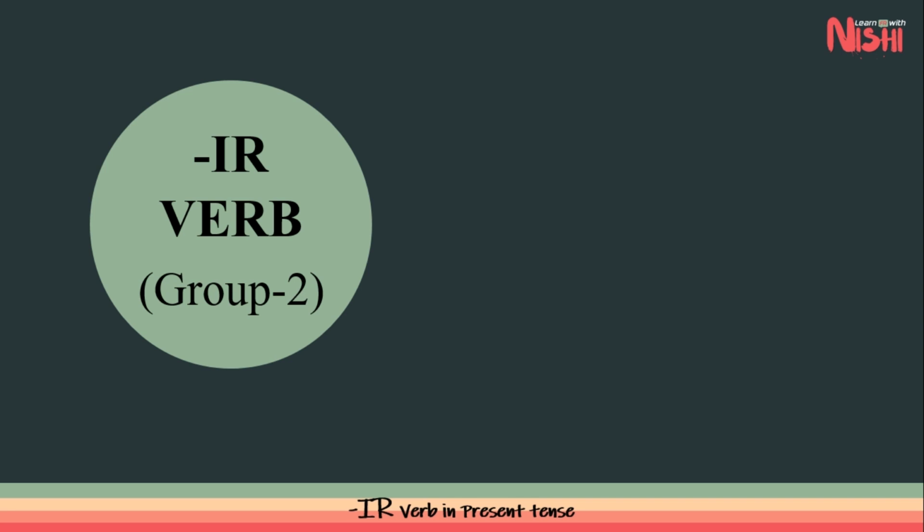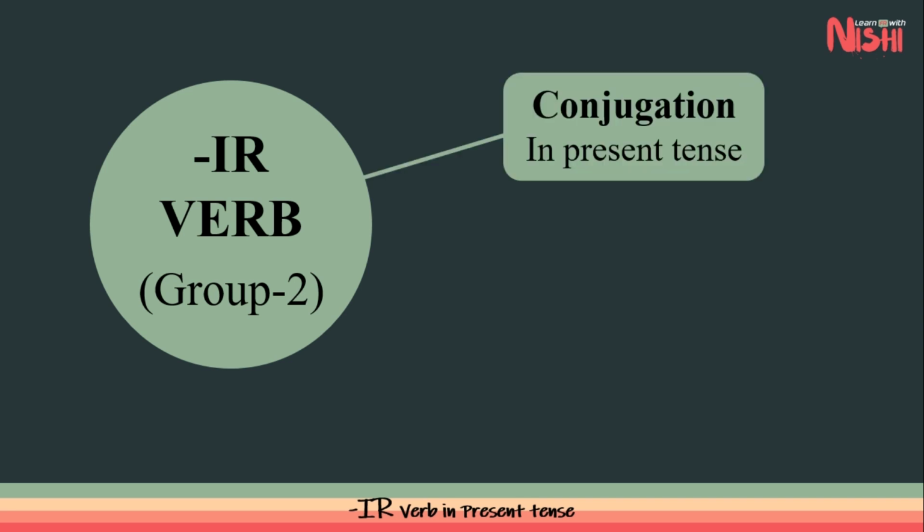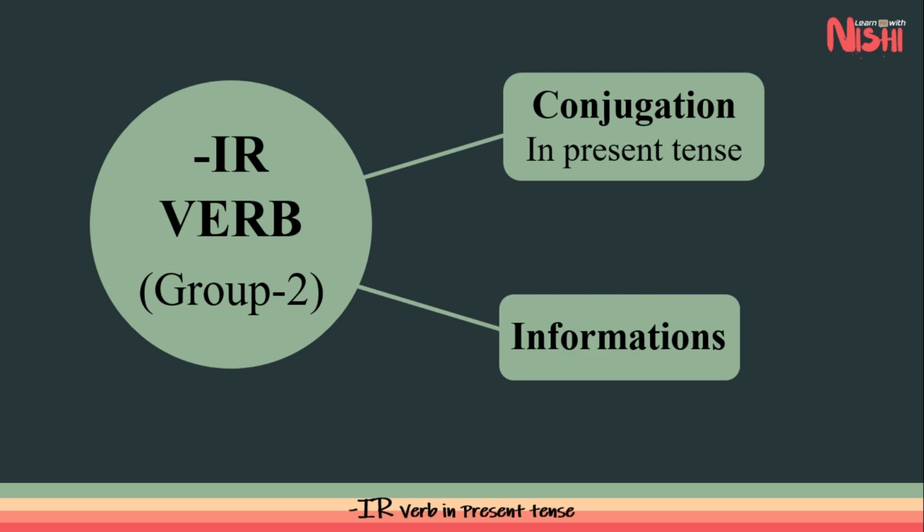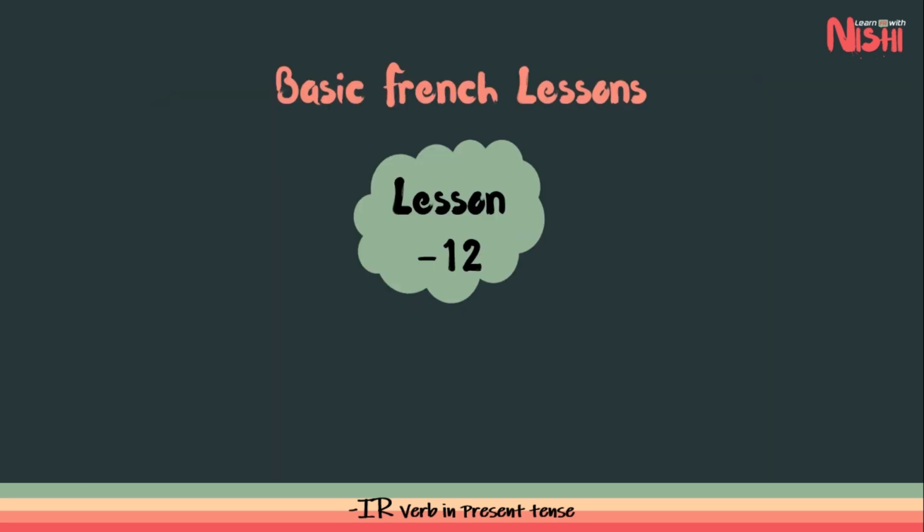In this tutorial, we are going to learn how to conjugate IR or second group regular verbs in present tense with examples. And I will share with you a lot of information about this group, like exceptions, pronunciation and some more tips. So I'd like you to stay with me till the end of this tutorial. This is tutorial number 12 of the series that I am making on basic French lessons for beginners.